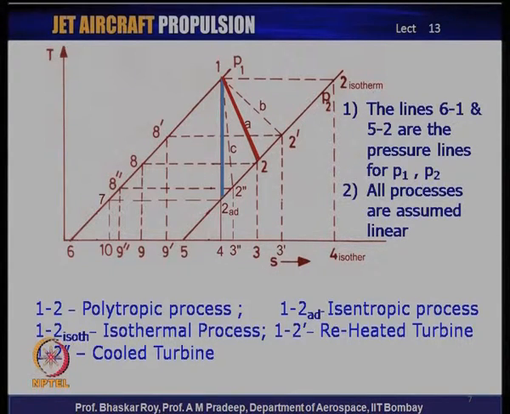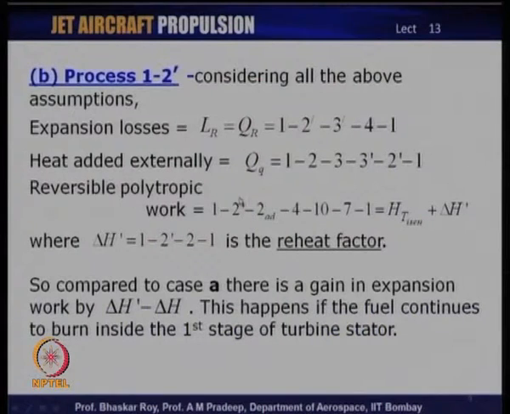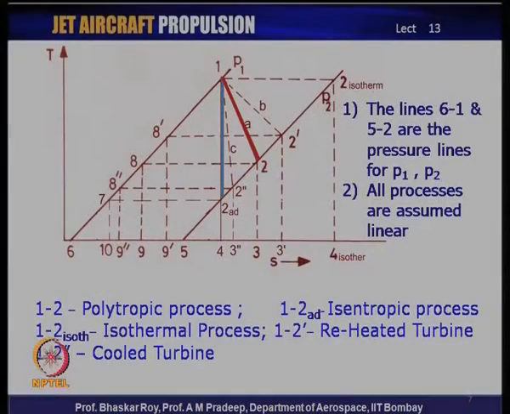As you can see, this area is going to be larger than the earlier area 1 2 3 4 1, and this is what will impact our calculations. And the heat, let us say, now being added externally is 1 2 3 3 prime 2 prime 1. This is the heat that is being added externally, and this is the process 1 2 prime in which heat is being added externally. That is 1 2 3 3 prime 2 prime 1.